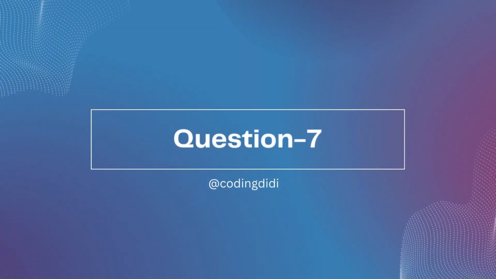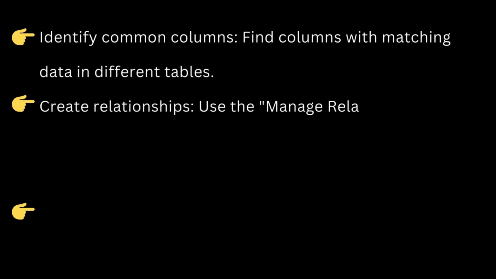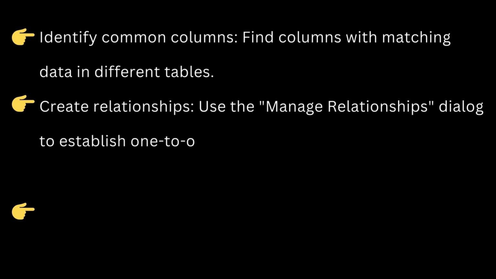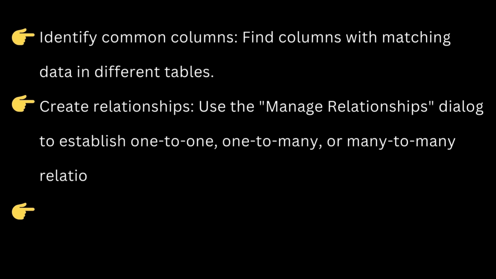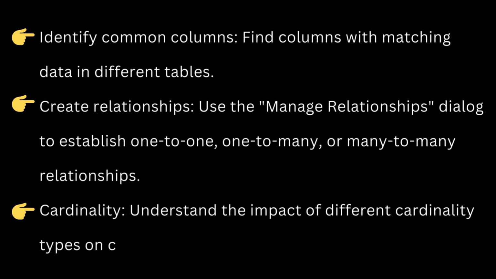So question number 7 is how to create a relationship in Power BI. You have to identify the common column, which is the matching data between two or more tables, and on the basis of that common column you have to create the relationship. You have to use the Manage Relationships button, and in that you will find the cardinality as 1 to 1, 1 to many, many to 1, and many to many. Considering the cardinality, you have to create the relationship.